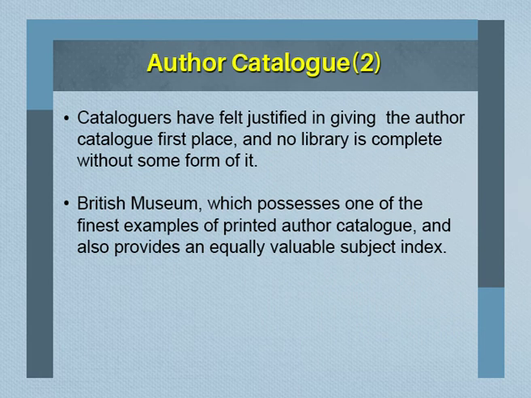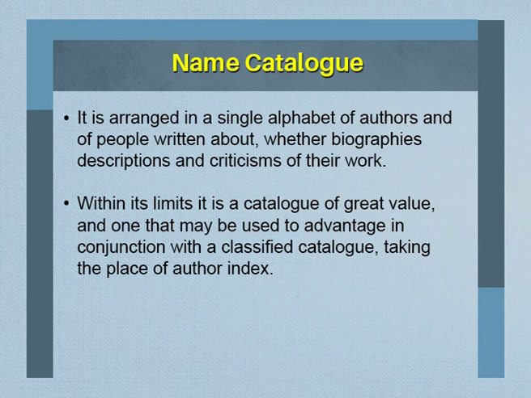For example, the British Museum possesses one of the finest examples of a printed author catalog and also provides an equally valuable subject index. Coming to the name catalog, the entries are arranged in a single alphabetical order by authors and of people written about, whether biographies or descriptions or criticisms of their work. Within its limits, it is a catalog of great value and one that may be used to advantage in conjunction with a classified catalog, taking the place of the author index.